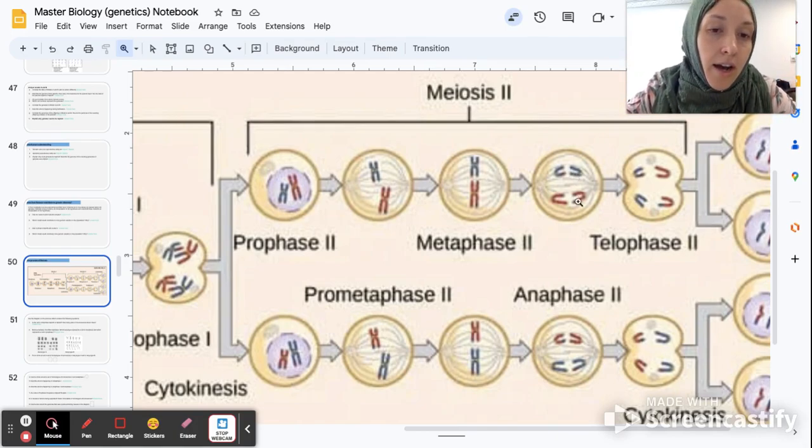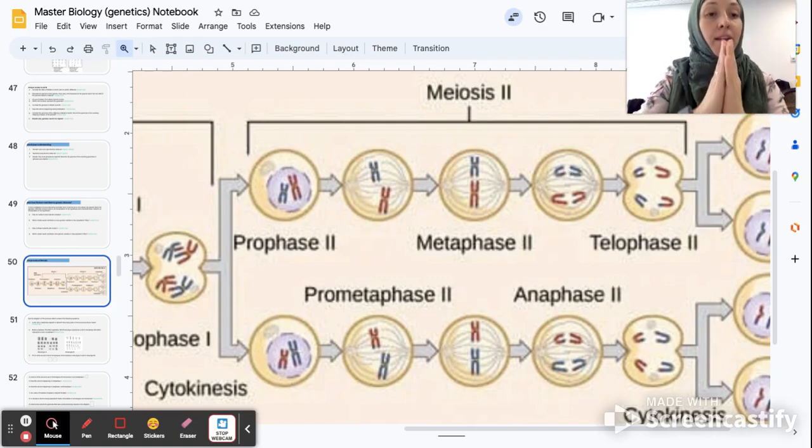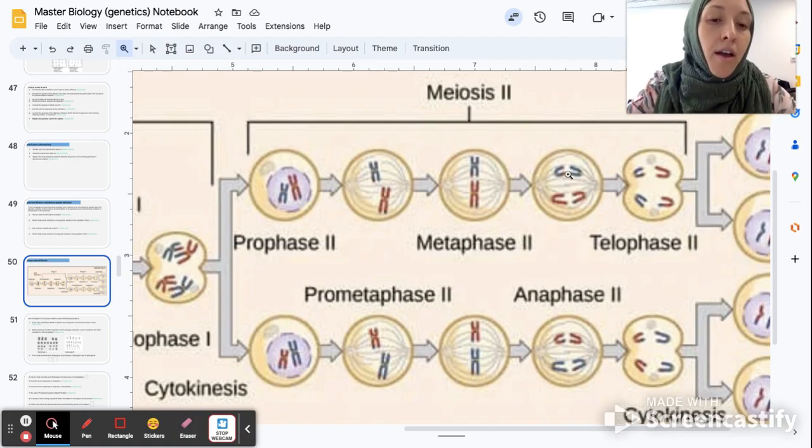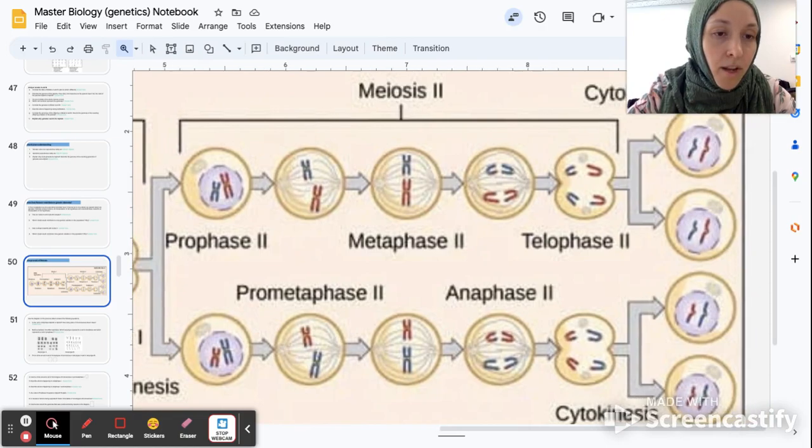So it could go either way. If this one here, it's hard to see, but this one has a little bit of red on it. This one doesn't. So this one with a little bit of red could have gone to the left or it could have gone to the right. This is independent assortment. It's random. It can go either direction, but they assort independently of each other. And in the end, we end up with 4 genetically different gametes.